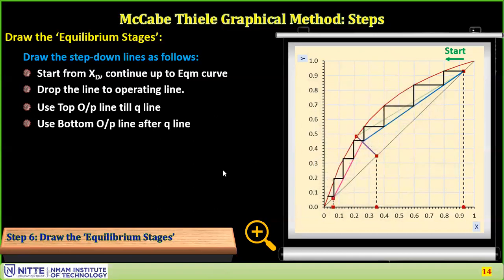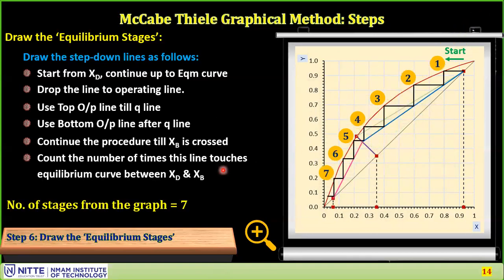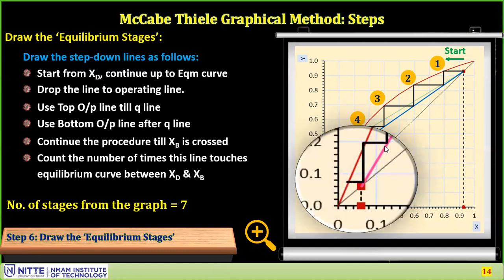Right, what next? You have to continue the procedure till XB is crossed. That is, till you cross this XB, you will have to continue. So let me zoom that particular part. This is the stripping section operating line, equilibrium line. It is connecting here. Yes, you have crossed the XB. You will have to stop.